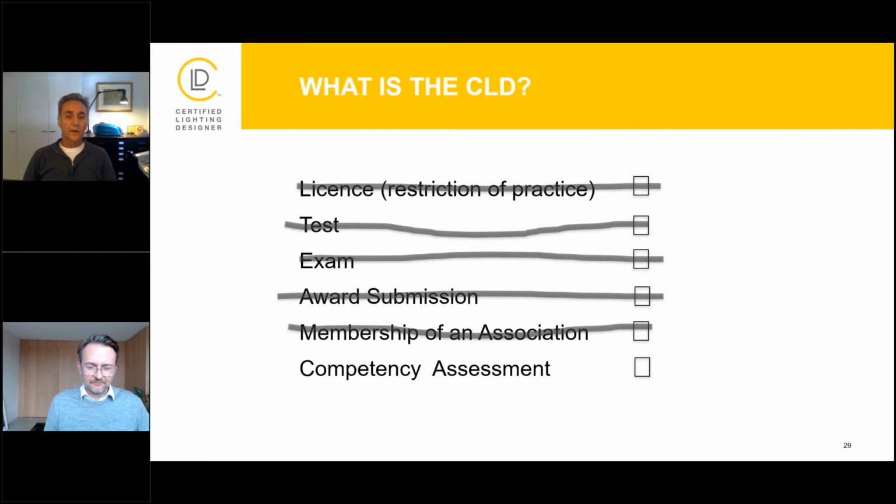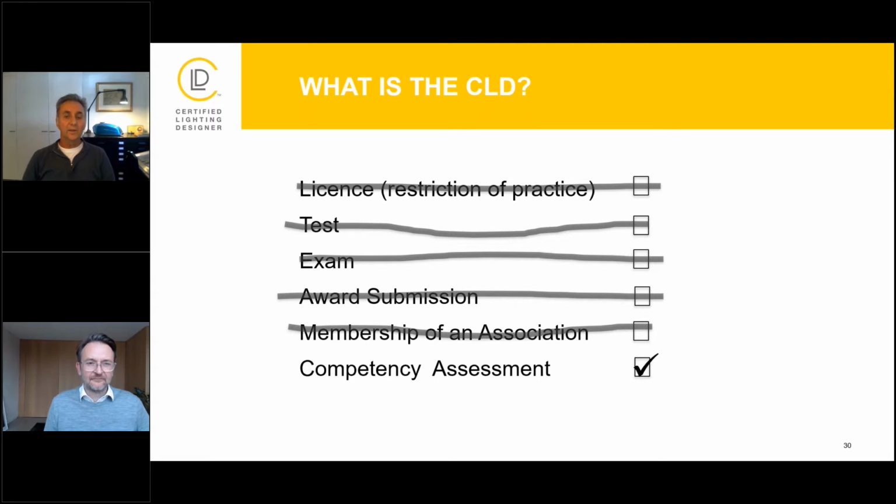CLD is not an association. Now, whilst IALD funds CLD, the certification program, that's the extent of it. Achieving CLD does not mean that you are a member of IALD or any other organization.